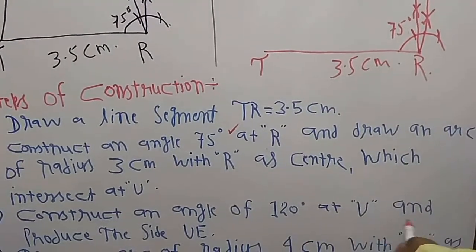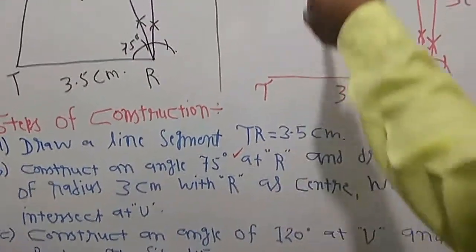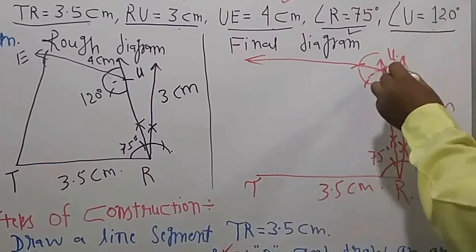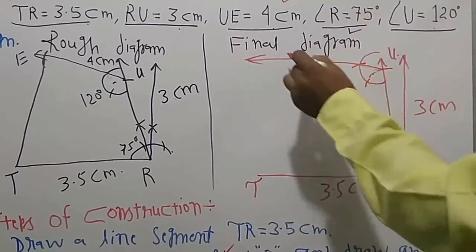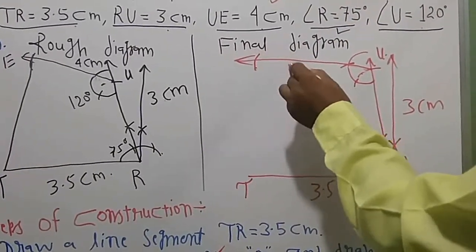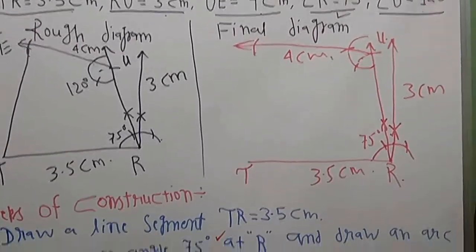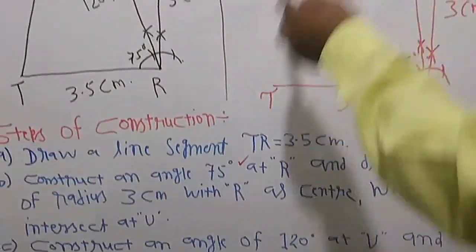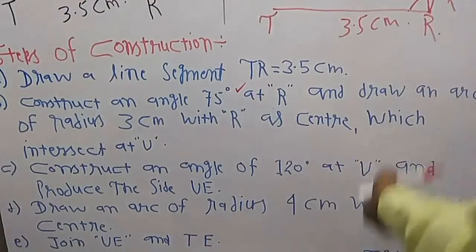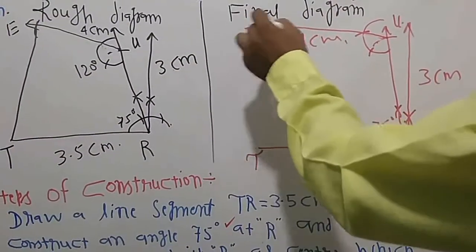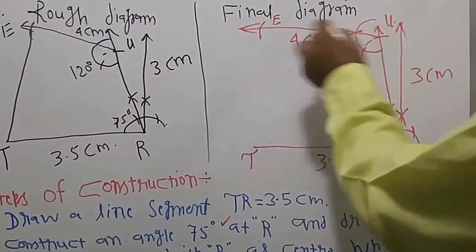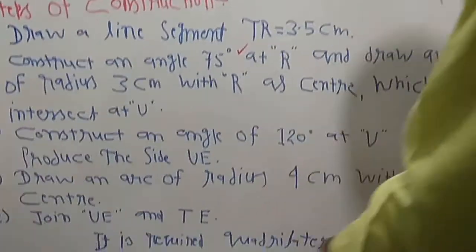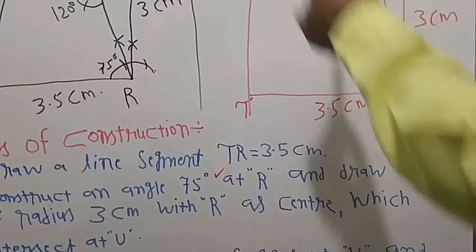Step E, produce the side UE. This is UE. UE is 4 centimeter. So what we do? From the U point, we open the rounder 4 centimeter and draw one arc. Here, this is 4 centimeter. Draw an arc of radius 4 centimeter with U as center. This is the 4 centimeter arc. Join UE and TE. This is UE. This intersecting point is E. UE and TE. It is the required quadrilateral TRUE. This is the required quadrilateral.